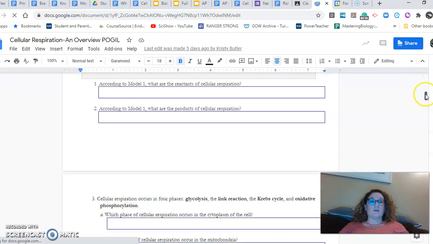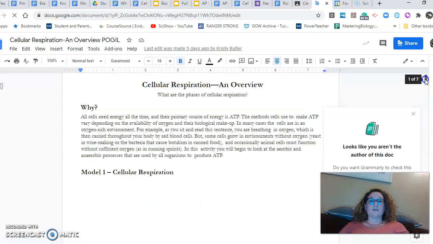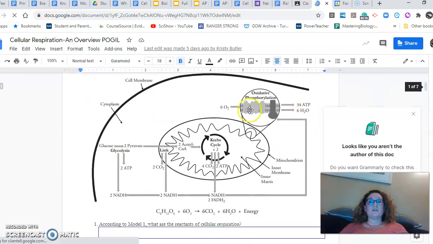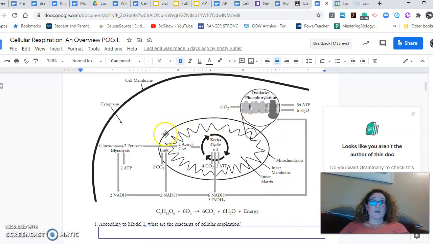Really look at the diagrams, and you can annotate the diagrams and kind of note things as you're going through and answering the questions. But this is a really good summary of everything that's happening. So I'll talk through this with you tomorrow in class. But as you're looking at it, make sure that you're noting the different processes. So this is the overview, and then we'll spend some time on each process separately.